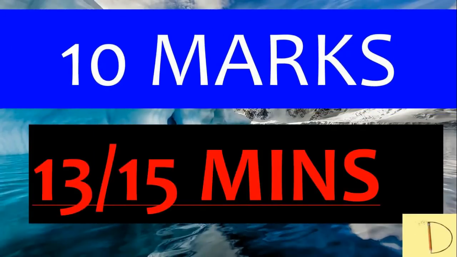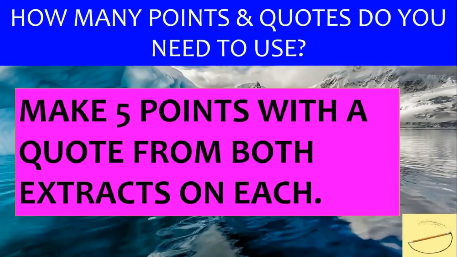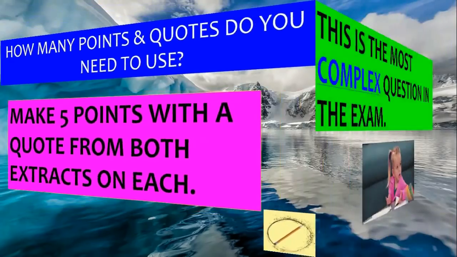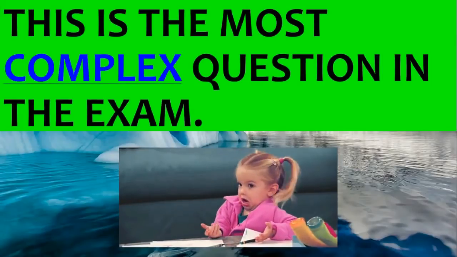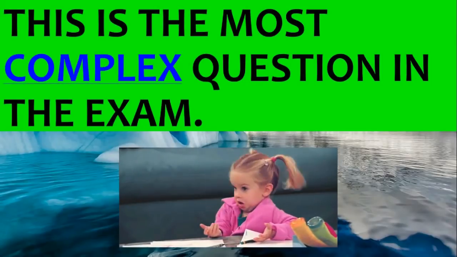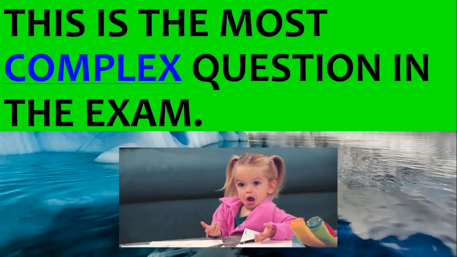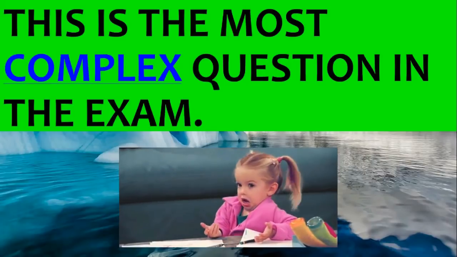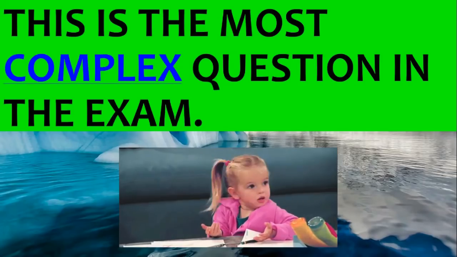So like I said, it's 10 marks, so that means you should be spending about 13 to 15 minutes. How many points and quotes? So we said you make 5 points with a quote from both extracts on each of the points. I would say this is the most complex question in the exam because it's a mixture. We've got the how question, but we've also got to get a bit of information retrieval in there. So I'd say it's the toughest one. It's the last question in the exam, which on average students do the worst on, but it's through time management. So you've got to make sure you give yourself 15 or 16 minutes to answer this question.